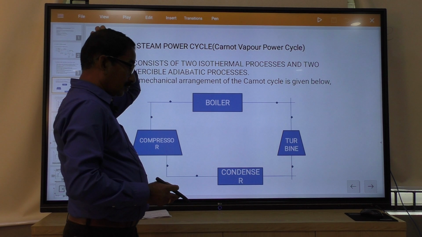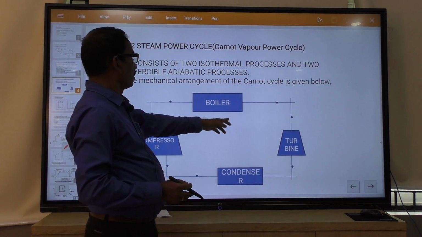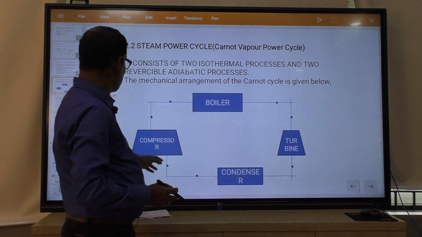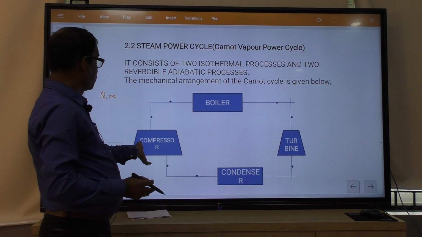Turbine, I have already discussed in the layout. Boiler, turbine, condenser are also discussed. Compressor means, here, instead of a pump, it is known as a compressor.